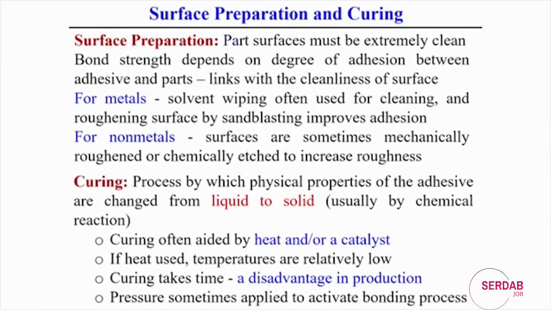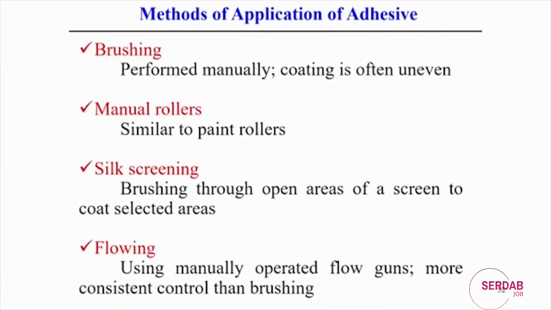Sometimes it requires applying pressure also. So, that applied pressure activates the bonding between the two substrate materials. Now we come to the point: what are the typical methods of application of the adhesive, in what way can we put the adhesive between the substrate materials? Simply, manually we can do simple brushing, but when you do this manually, there is a possibility of uneven coating, and that means there is a variation of the thickness over the surface. So, that is one thing, simple brushing.